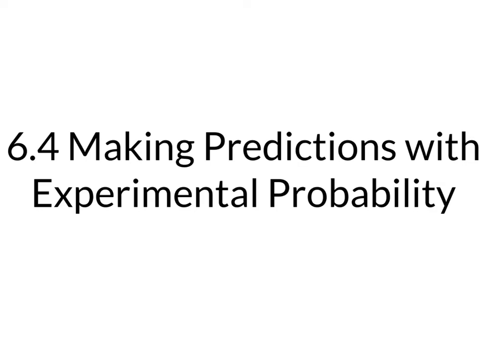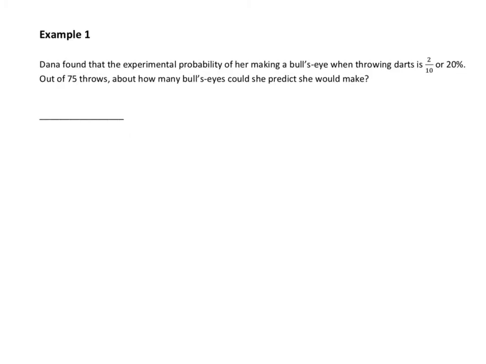Today we are going to talk about making predictions with experimental probability. Our first example says Dana found that the experimental probability of her making a bullseye when throwing darts is 2 out of 10, or 20%. Out of 75 throws, about how many bullseyes could she predict she would make?